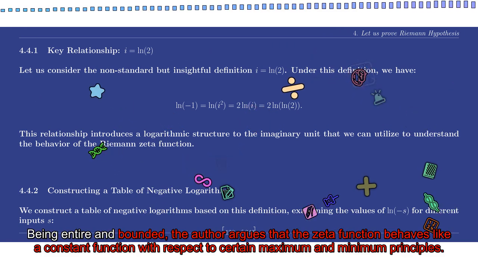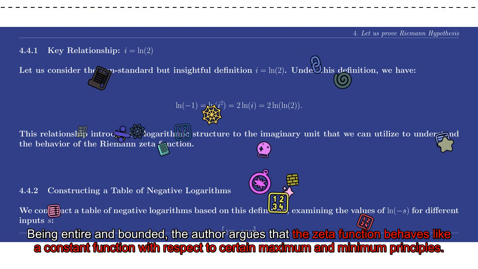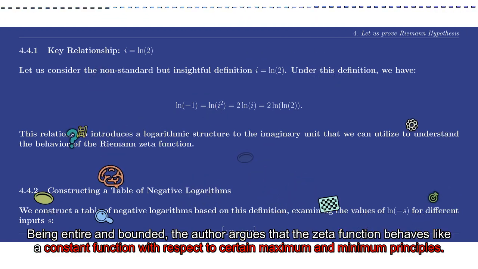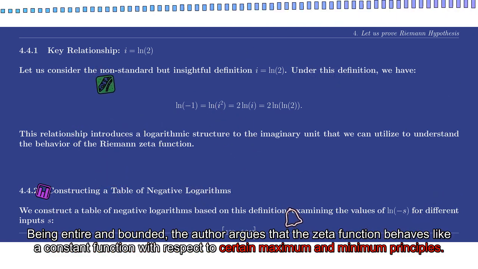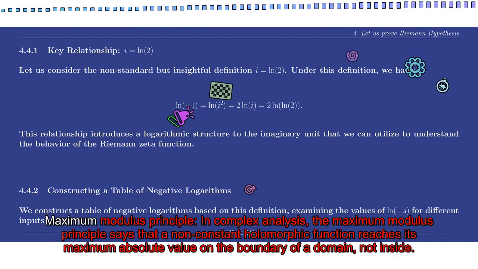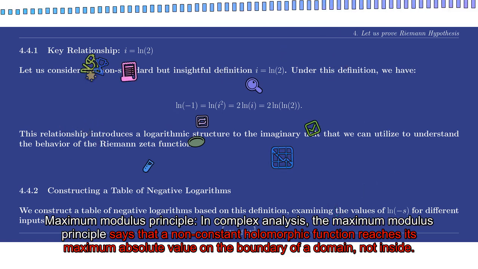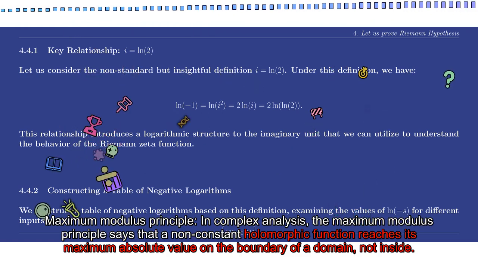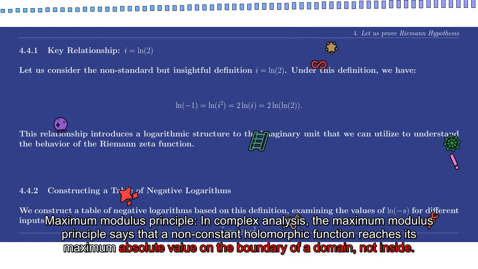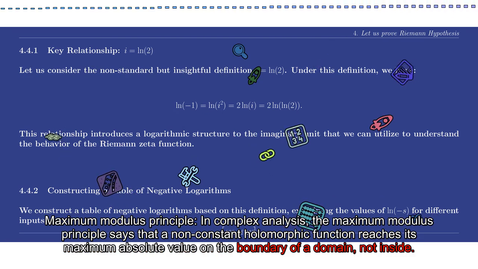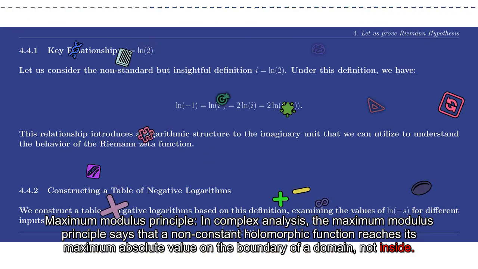Being entire and bounded, the author argues that the zeta function behaves like a constant function with respect to certain maximum and minimum principles. Maximum modulus principle. In complex analysis, the maximum modulus principle says that a non-constant holomorphic function reaches its maximum absolute value on the boundary of a domain, not inside.